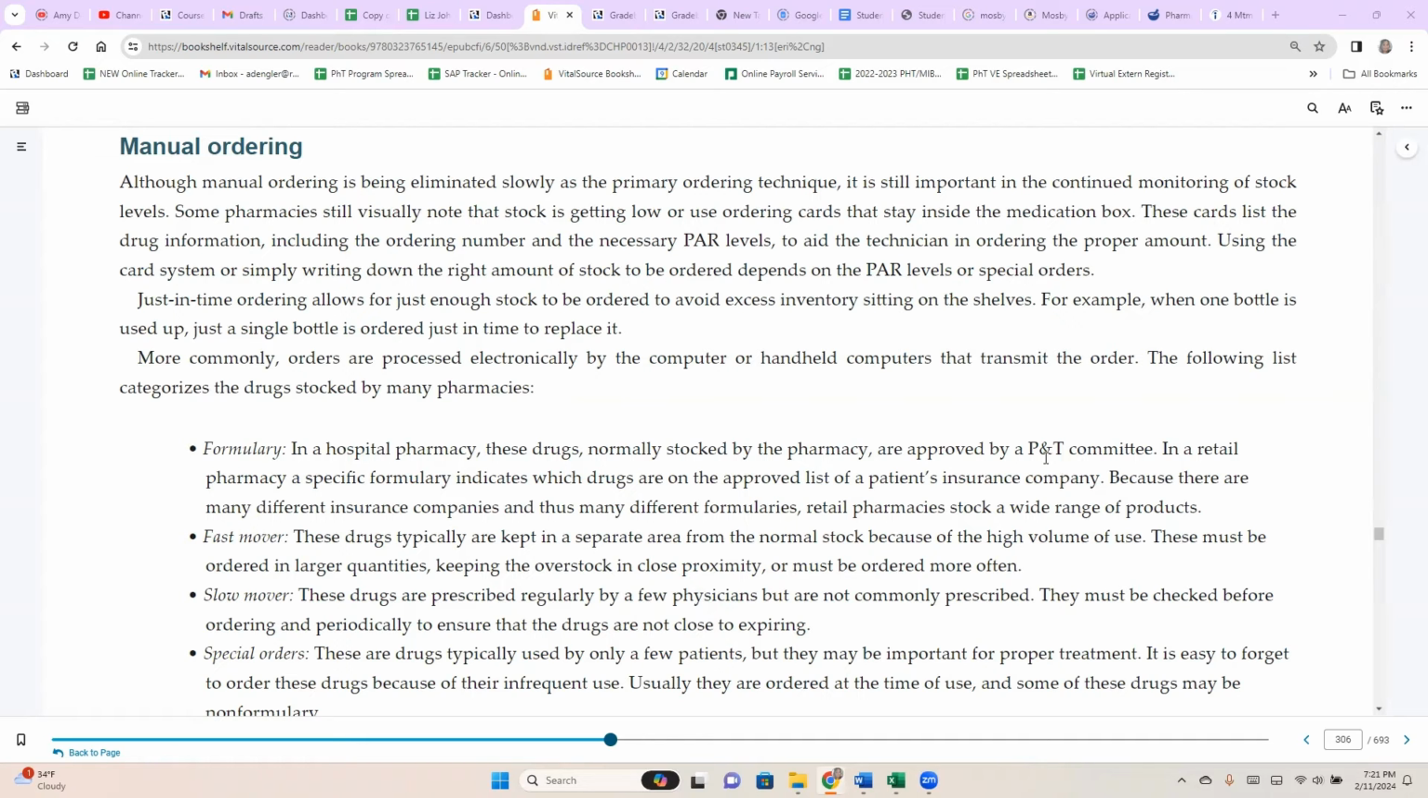Fast movers: these drugs typically are kept in a separate area from the normal stock because of the high volume of use. Slow movers: these drugs are prescribed regularly by a few physicians but are not commonly prescribed. They must be checked before ordering and periodically to ensure that the drugs are not close to expiring.